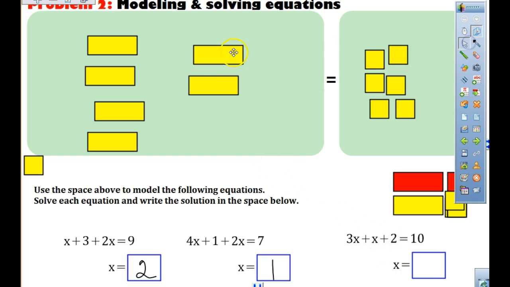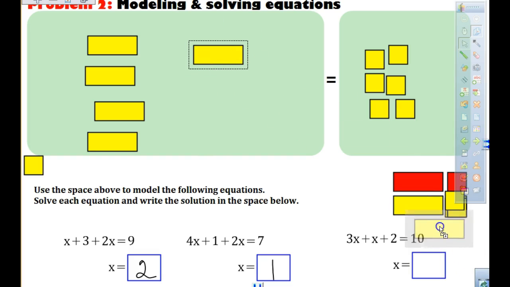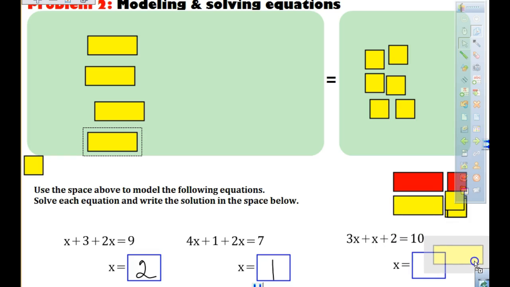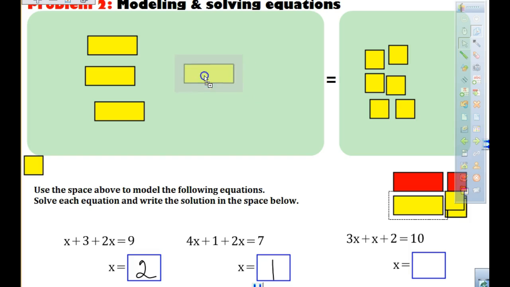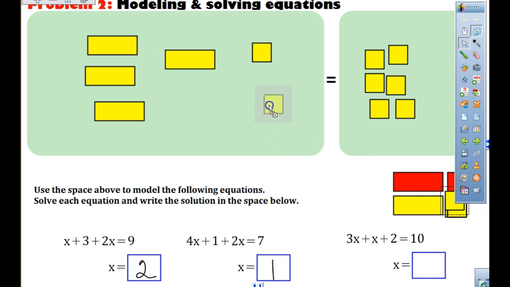Do 3x. Okay? So we're going to have 3 x's when we start out. Plus another x, right? Plus 2. So I should be able to see your model. And it had to equal 10.